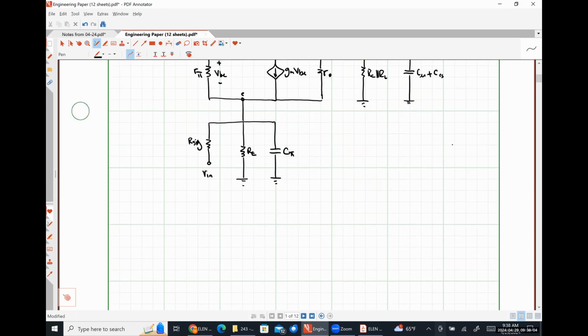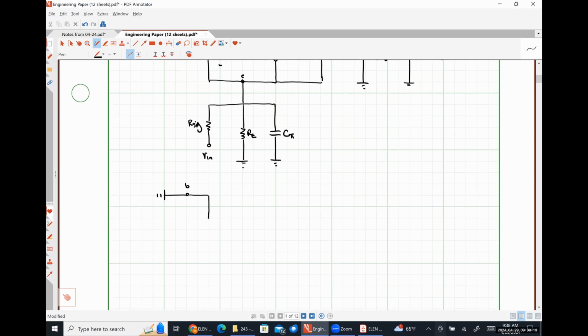So making those simplifications, our circuit now looks something like this. I'm just going to call this impedance Z pi, over which our voltage VBE occurs. Here's GM VBE. R naught.